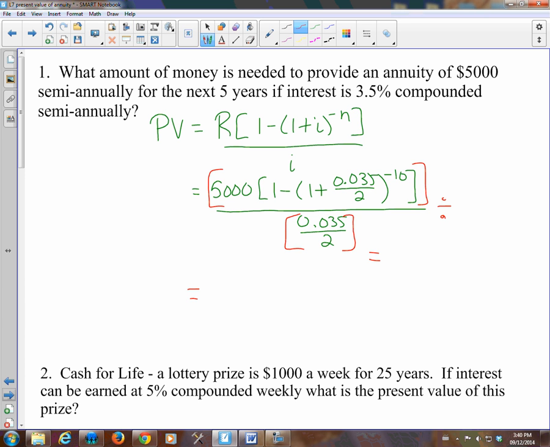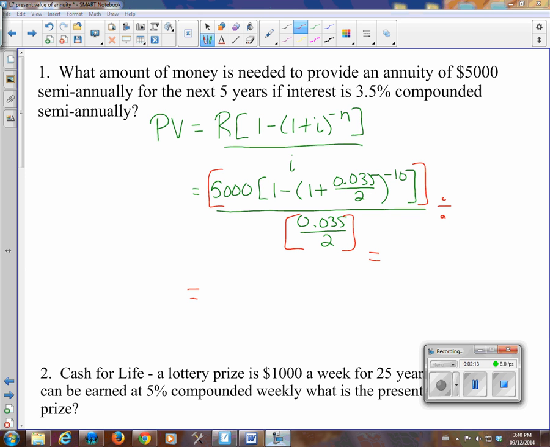So take a few minutes. We'll see if we can get the right answer. So after playing with that for a few minutes, I got $45,506.11 in order to get $5,000 twice a year for the next 5 years. Let's try another one.